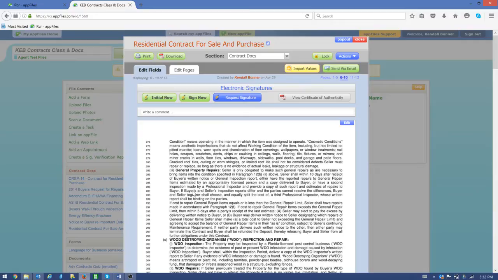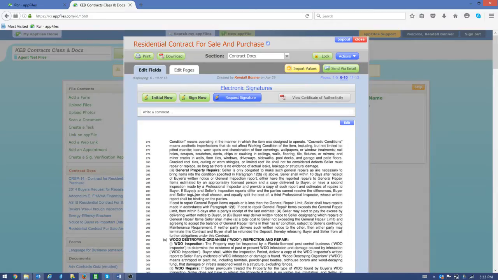Cosmetic conditions means aesthetic imperfections that do not affect working condition of the item, including but not limited to pitted marcite, tears, worn spots, discoloration of floor coverings. So hey, if the carpet is torn or worn, that's cosmetic. Wallpapers, window treatments, nail holes, scrapes, scratches, dents, chips, caulking in ceilings, walls, flooring, tile fixtures and mirrors, and minor cracks in walls, floor tiles, windows, driveways, sidewalks, pool decks, and garage and patio floors.